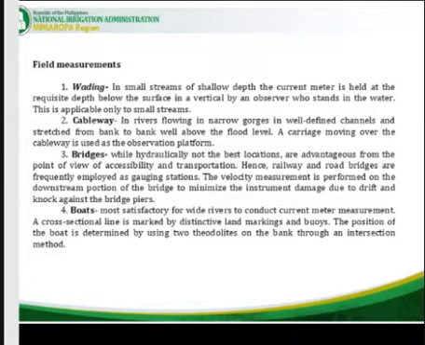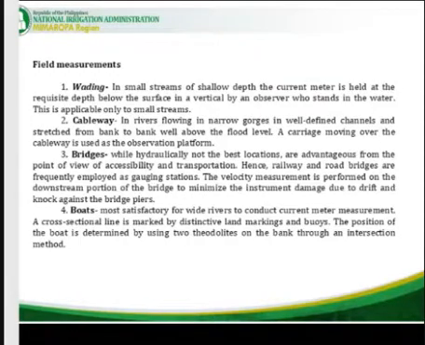Third is bridges. While hydraulically not the best locations, they are advantageous from the point of view of accessibility and transportation. Hence, railway and road bridges are frequently employed as gauging stations. The velocity measurement is performed on the downstream portion of the bridge to minimize the instrument damage due to drift and knock against the bridge piers.